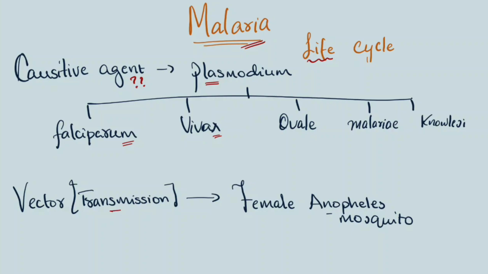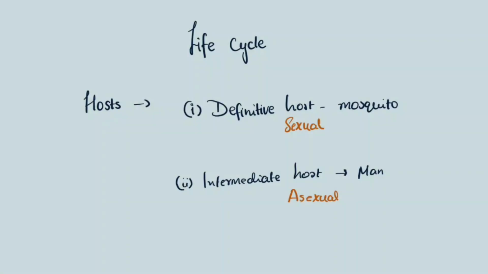Now coming to the part of transmission, the Plasmodium is transmitted via a vector. The vector helps in the transmission of Plasmodium. And in this case, it's the female Anopheles mosquito that acts as a vector. The question now comes as to why only the female Anopheles mosquito. The reason is it's only the females that are required to suck blood, and they do so that they can produce their eggs.